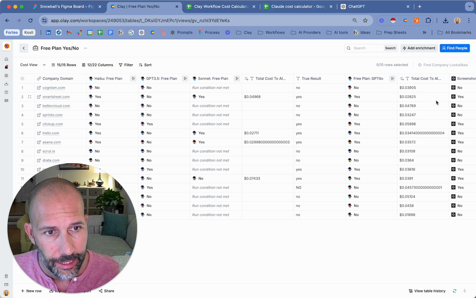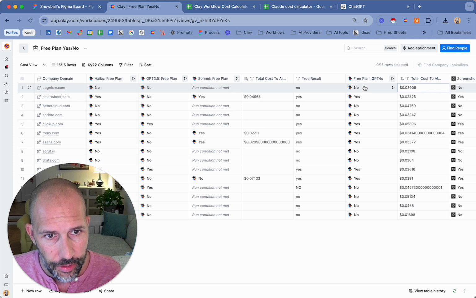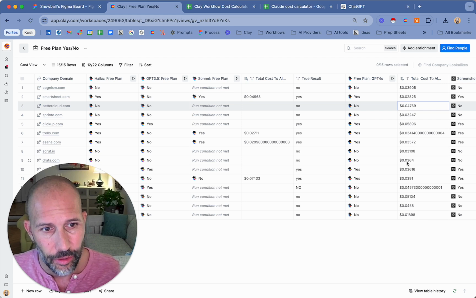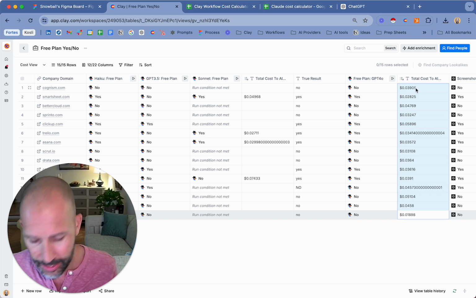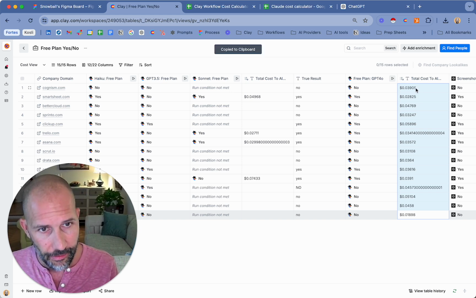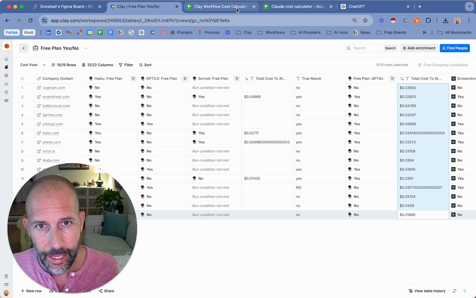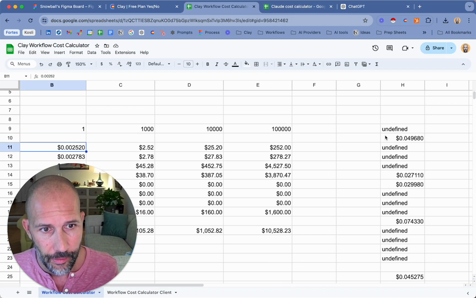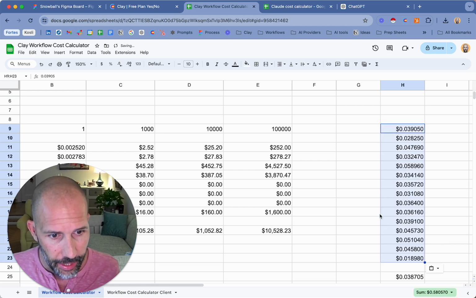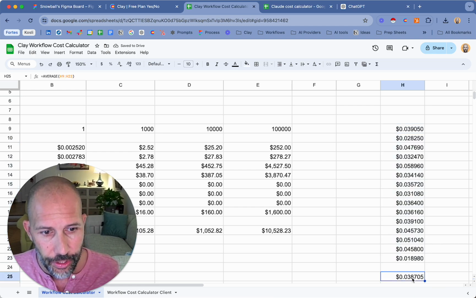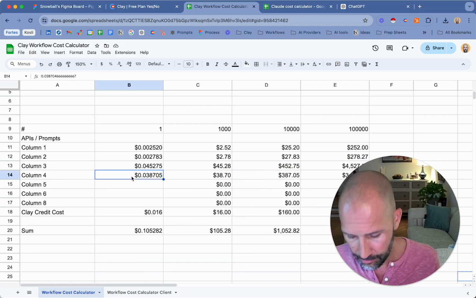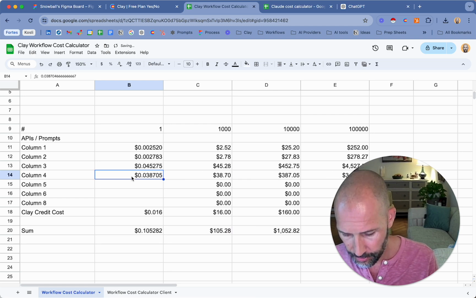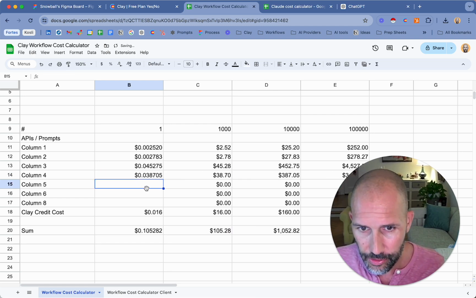So this is the cost for this row, this is the cost for this row, this is the cost for this row. You can see it's all different. Same ballpark, but different. So I'm going to take those values and paste them into a Google Sheet. And here I see the average of column number 4. I think that's even the right value there, but let's see. Okay, that was the right value.